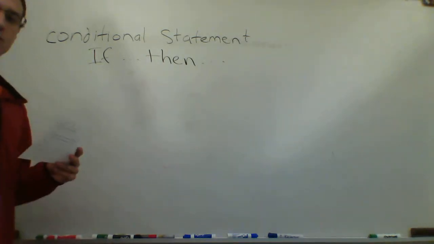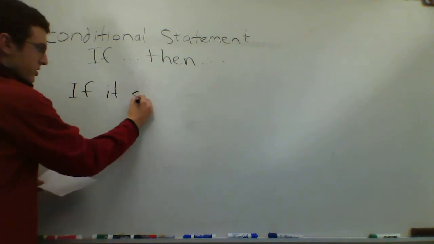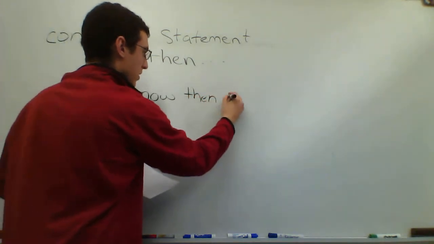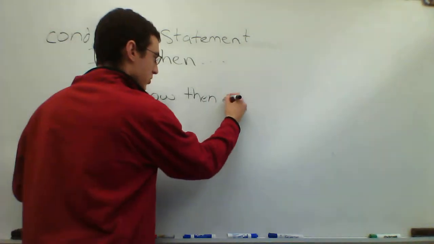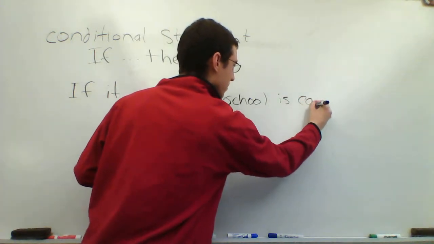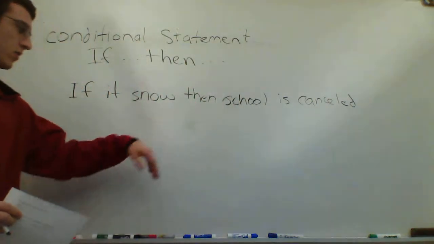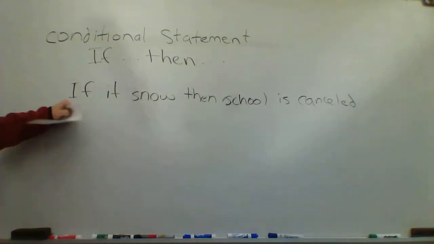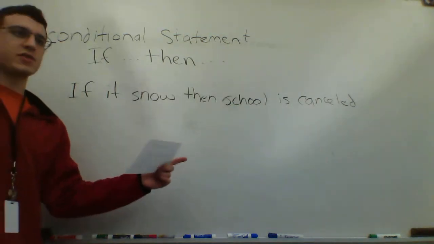All right, so we'll take an example first. If it snows, then school is canceled. And if I make a spelling mistake, don't worry about it. I'm a terrible speller. But this is your basic statement, right? If something, then something else, right? If it snows, then school is canceled.